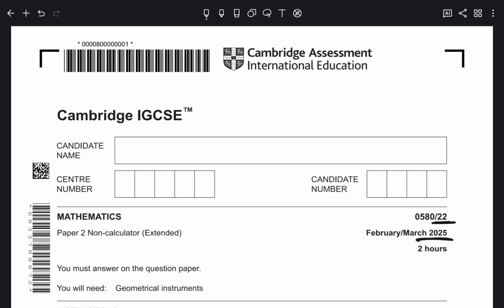So I'm going to be doing this one with you, and I'll do as many as I can with you, just to help you settle down your nerves, so that when you are going to take yours, you're going to be ready. So this was written in February, March of this year, 2025.